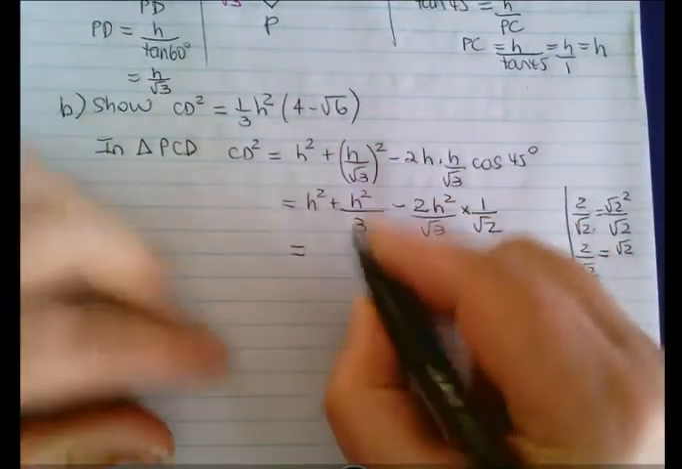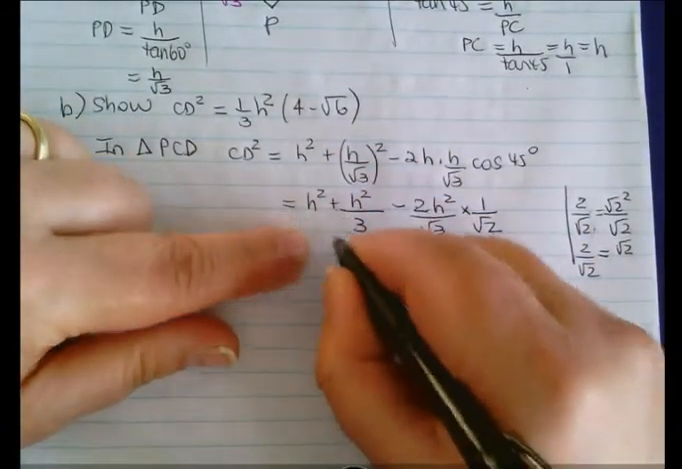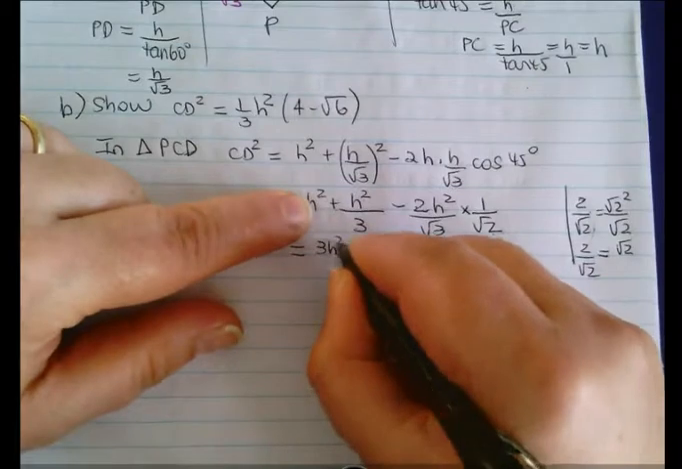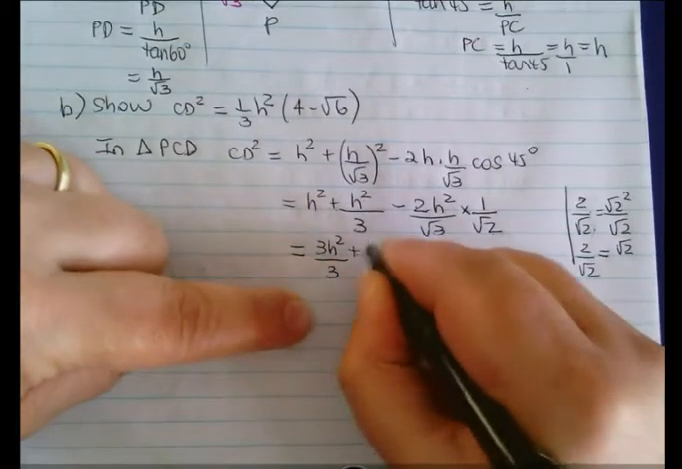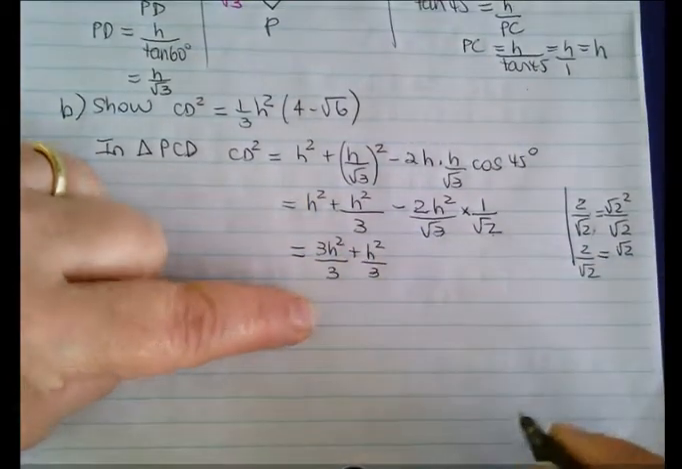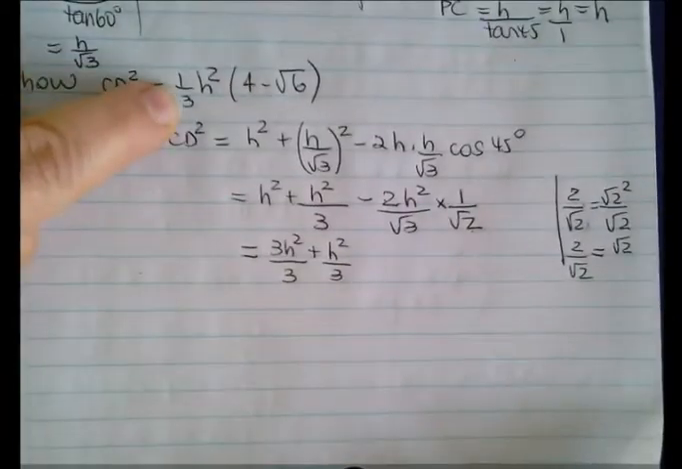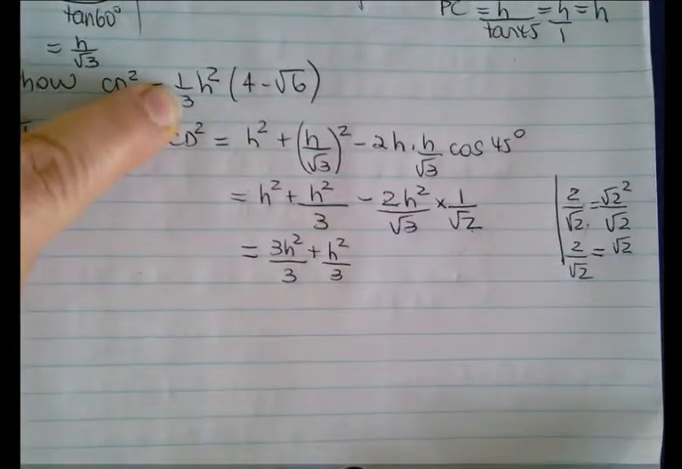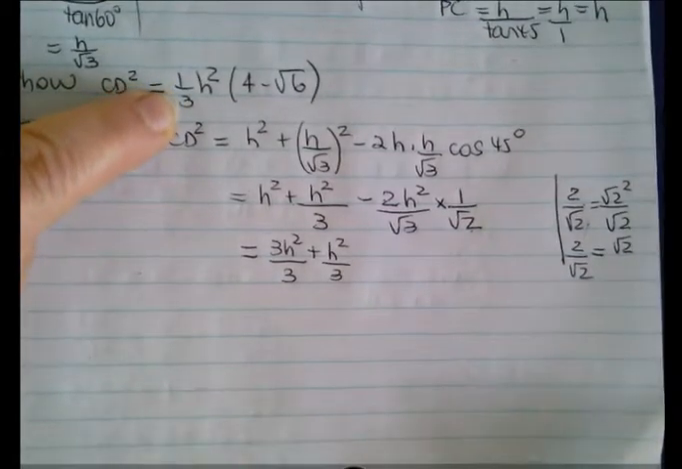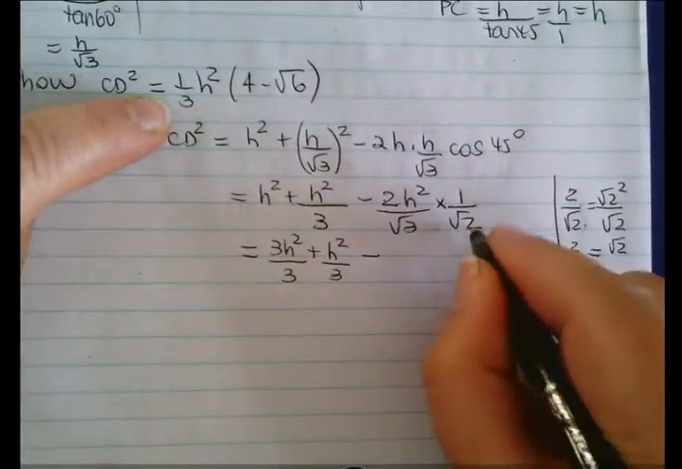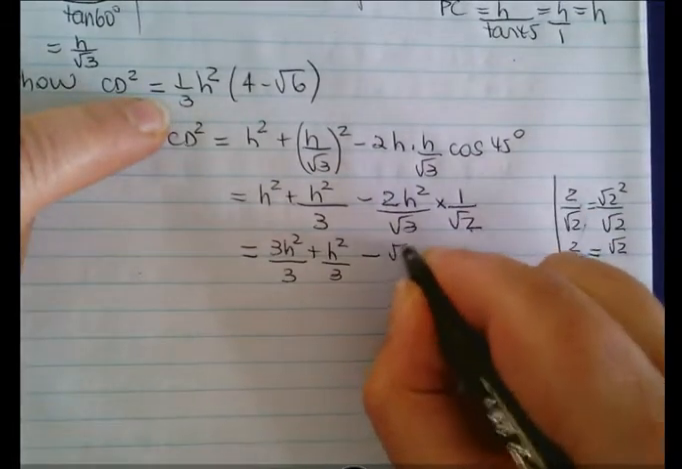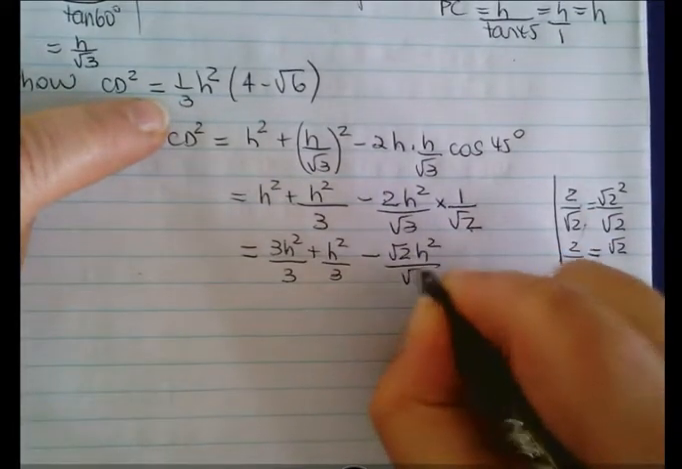So I want to do that here. I want to go common denominator here too of 3. Can I write that as 3h squared over 3 plus h squared over 3? Are you okay with that? Do you know why I'm doing that? They've pulled out a 3, a third, as a common factor. All right? So minus, see this 2 on root 2? I'm going to write that as root 2 h squared on root 3.